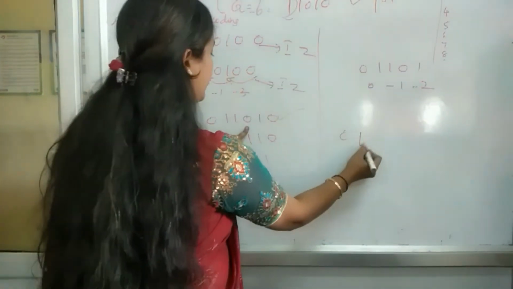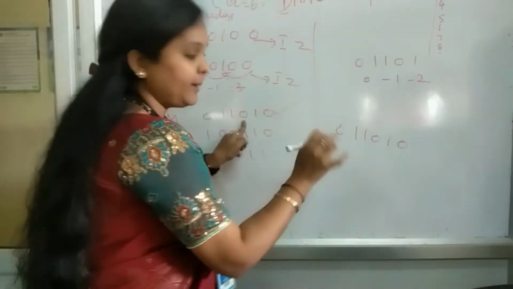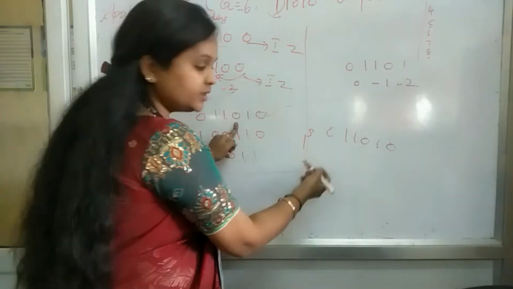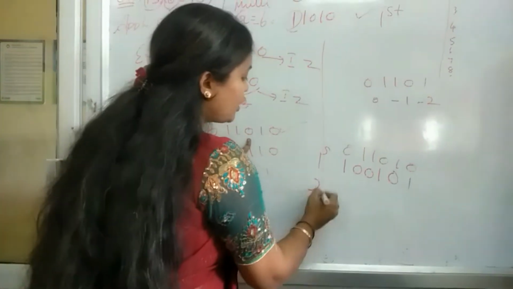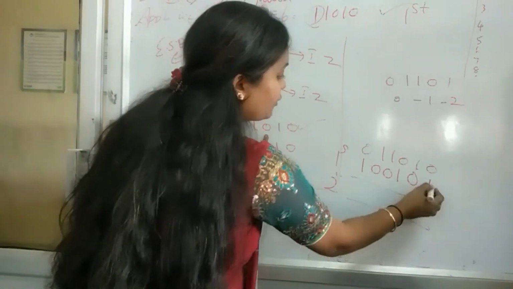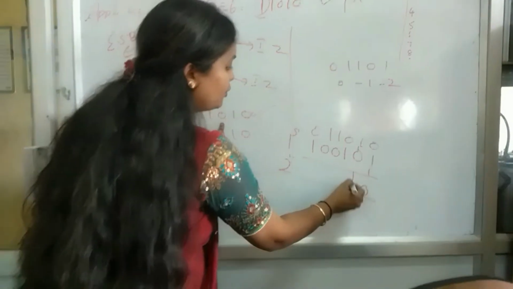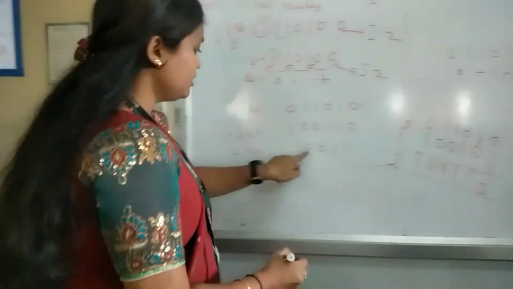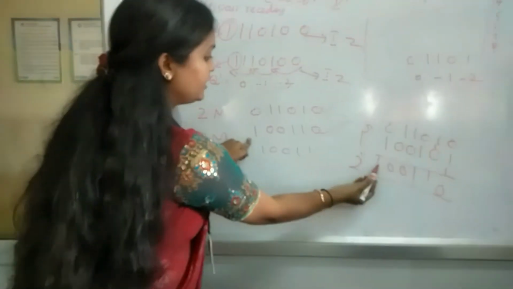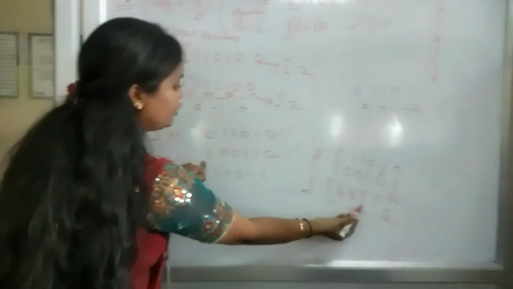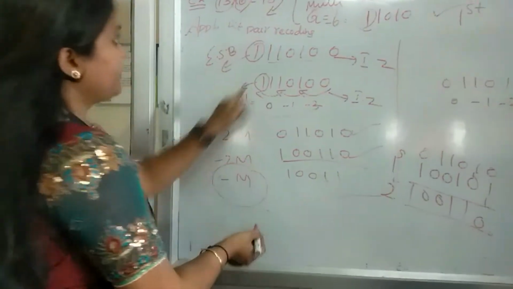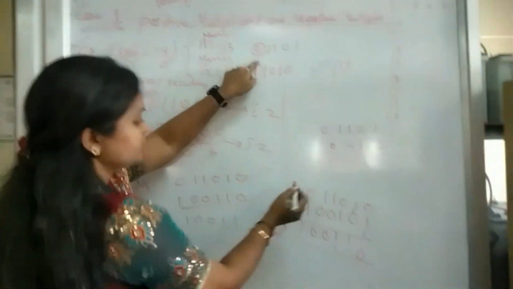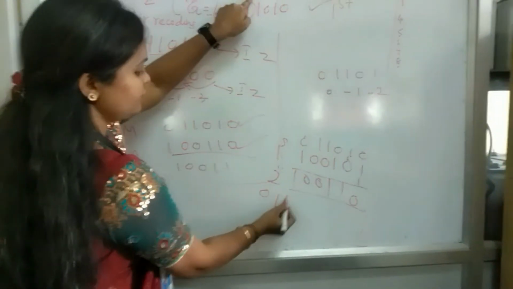0 1 1 0 1 0, I am going to take the 1's complement for this: 1 0 0 1 0 1. And for the 2's complement I am going to add 1: 1 1 0 1 0 1 1 0. So here my 2m is 0 1 1 0 1 0. Now minus m. So here my m is 0 1 1 0 1.